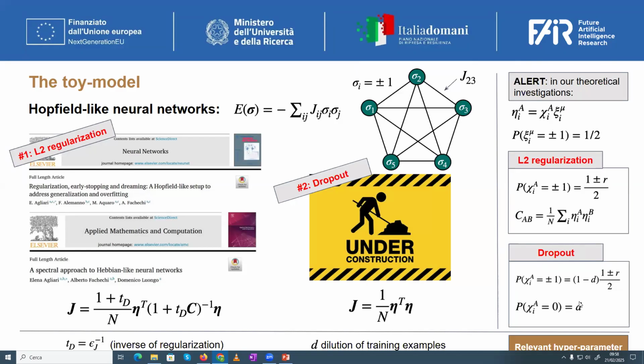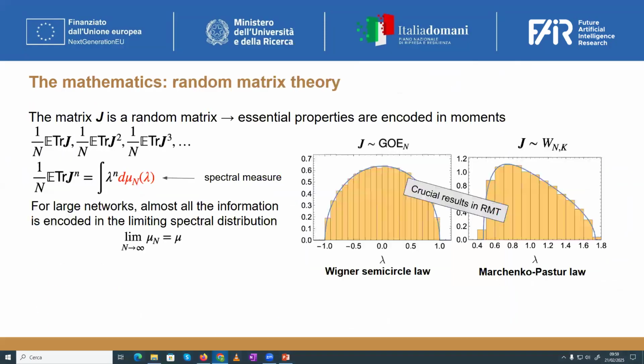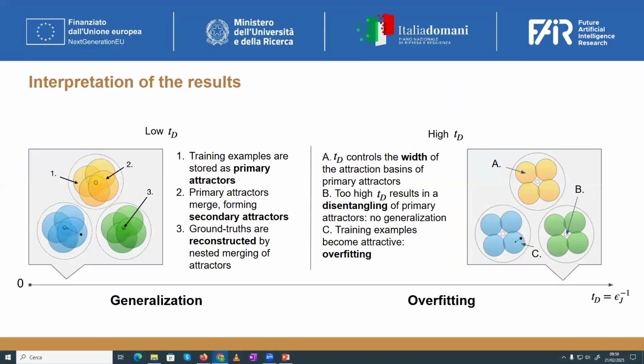But I say training dataset because the dilution is applied directly on the training example and not on the validation example. So this in some sense mimics the dropout model in the Hebbian storing rule. So it's a kind of operation which pushes away the attractors of the training examples in this picture here.